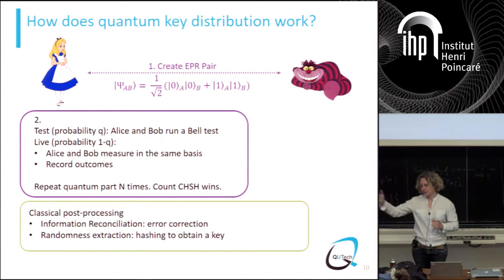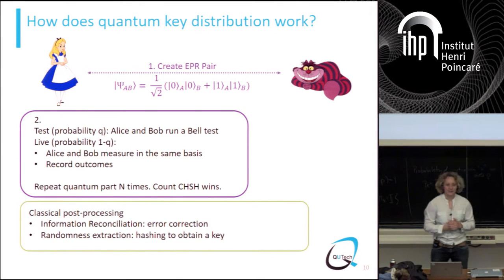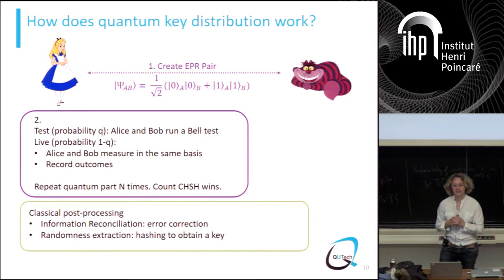One of them is called a locality loophole, meaning that they're too close together. And one of them we call a detection loophole, in the sense that we don't have sufficiently high detection efficiency. Did you have a question?